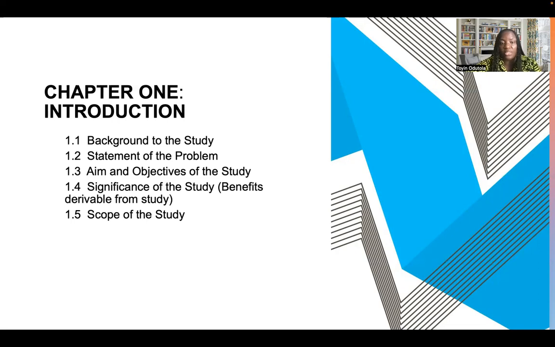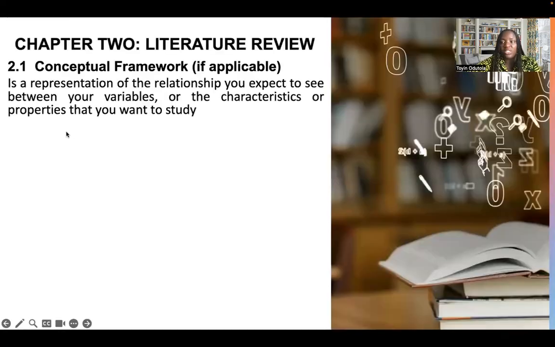But for this particular study, I am focusing on dogs and cats alone. So that's how to put together your scope of study depending on what you are doing. So after chapter 1, the next stage is your chapter 2, which is the literature review.